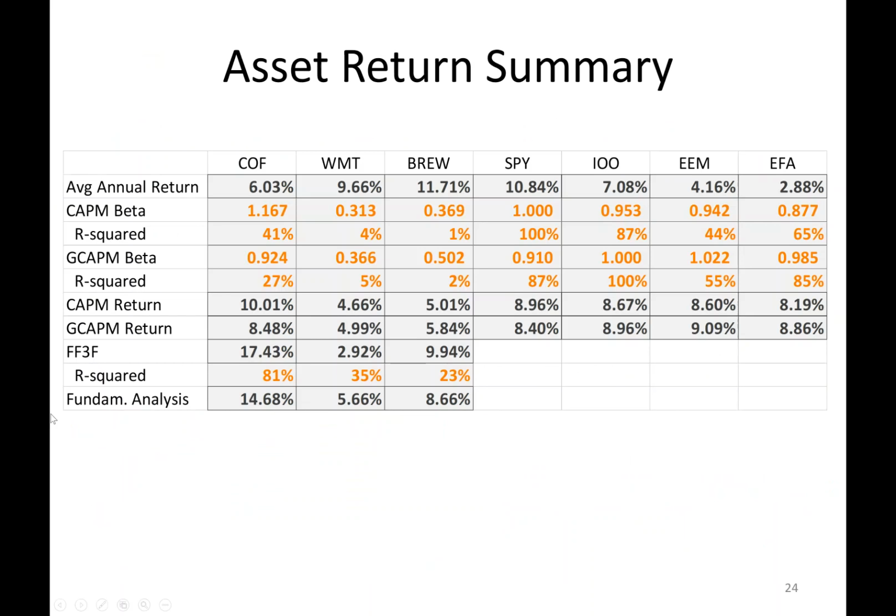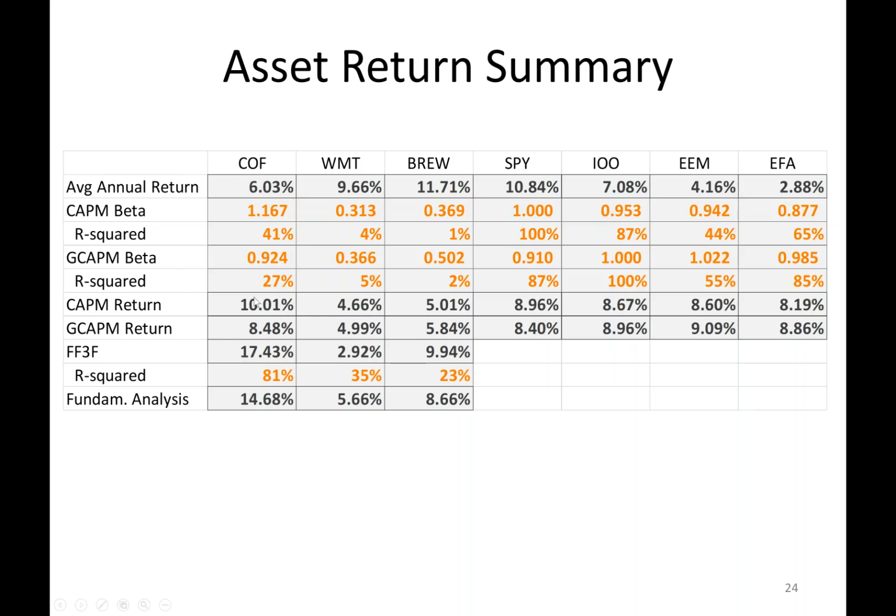Now, summarizing, you can see we've used several different models to estimate expected returns. Actually, the first one wasn't a model at all. It just said, I expect the future to look like the last 5 years. Therefore, I expect, say, Capital One to have an expected return of 6.03.